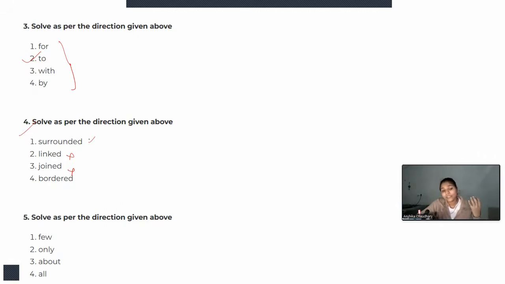Surrounded we use when the area is enclosed, when the area is closed with something. But to represent a geographical boundary, we use bordered, like the India-Pakistan border. So that's why to represent a geographical boundary, the correct word is bordered. So bordered will be the correct answer. I hope it is clear to you. Let's move on to the next.